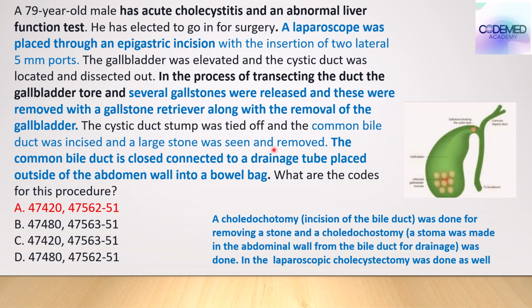So for these three procedures, if you see the code 47420, it talks about choledochotomy. Those two things have happened, but this particular code does not talk about the cholecystectomy, and for that we will use the additional code 47562, and that code talks about laparoscopic removal of the gallbladder, and the medical terminology is cholecystectomy.